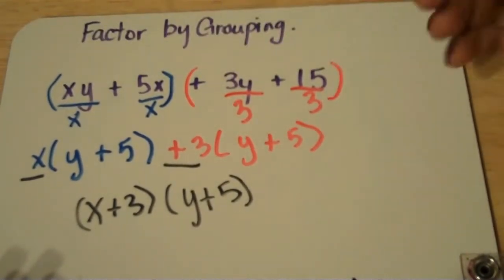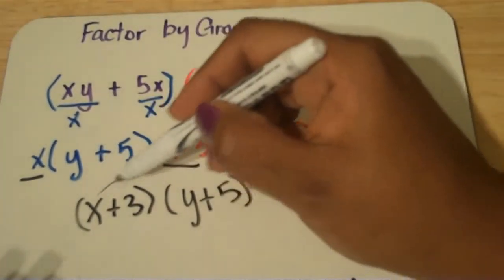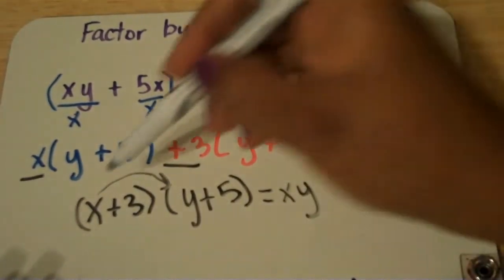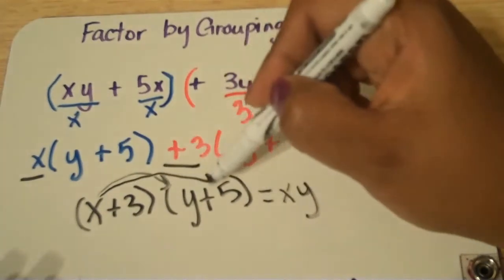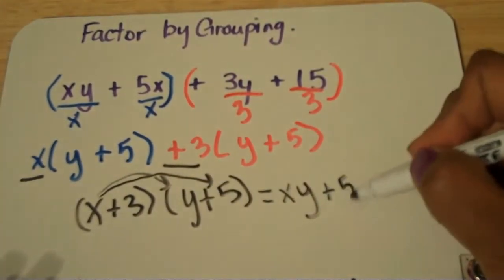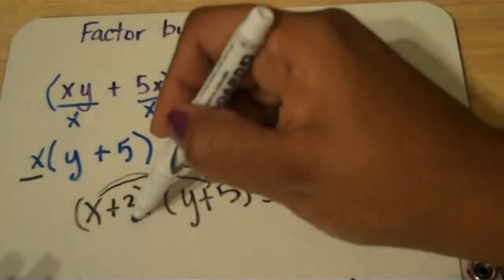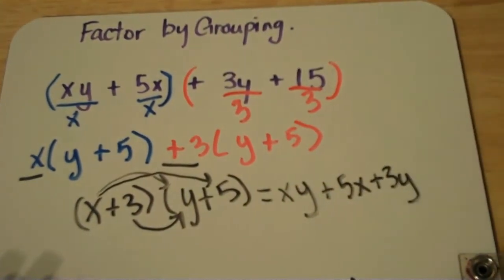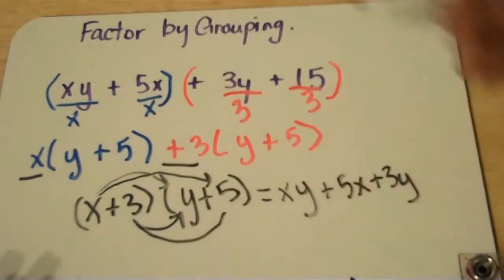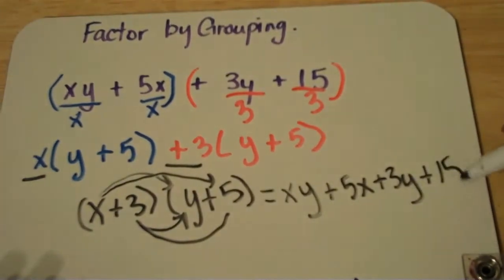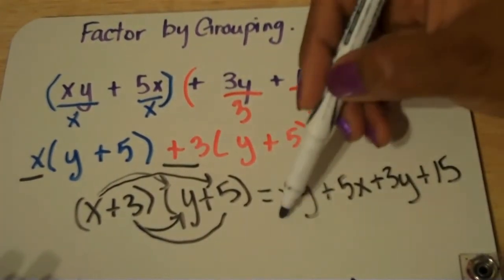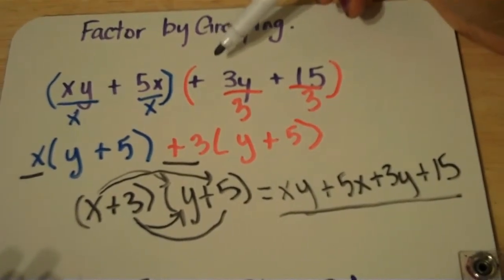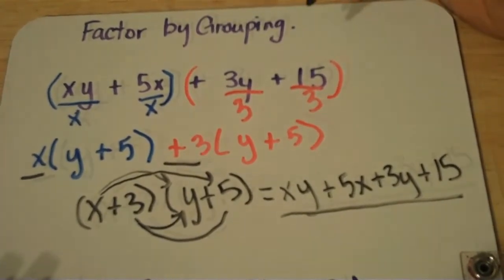So for instance, if you multiply x times y, that's equal to xy. If you multiply x times 5, that is equal to 5x. If you multiply 3 times y, that's equal to 3y. And if you multiply 3 times 5, that's equal to 15. And as you can see, we have the same expression that we had when we began. So that means that we did everything correctly.